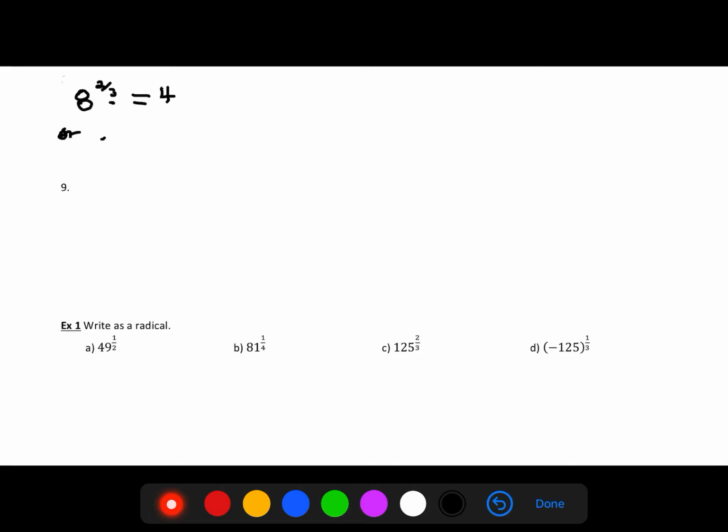Well, looking at this, we know that we could take this 3 around to become the cubed root of 8. So we can write that as the cubed root of 8, but now we still have to have that 2 applied there. Well, the cubed root of 8 is 2, and we still have that squared outside there, which means that our answer is 4.